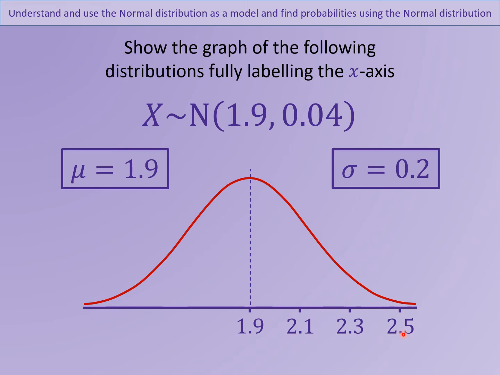1, 2, 3 standard deviations. Same on this side, 1.9 take away 0.2, take away 0.2, take away 0.2, 3 standard deviations on that side. So that's exactly what your graph would look like, and then you can start to do some work on your probabilities after that.